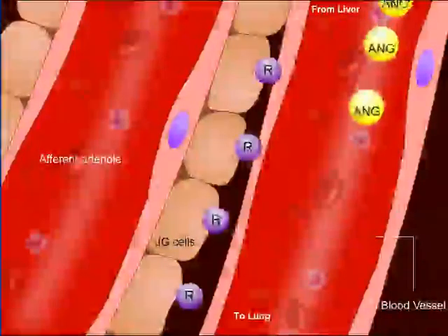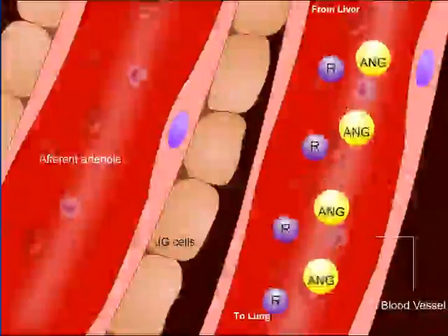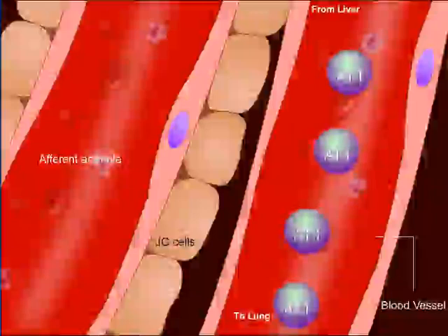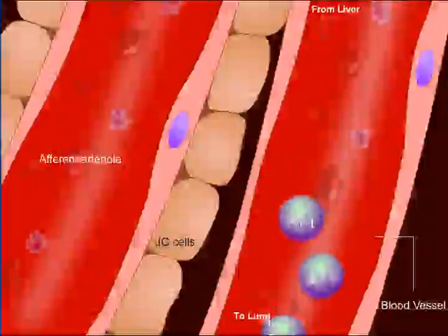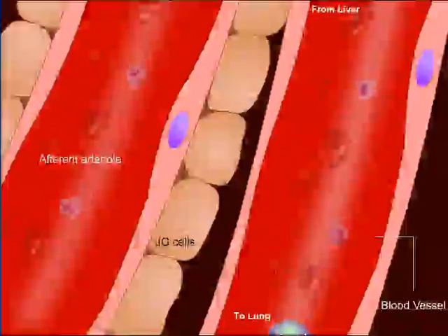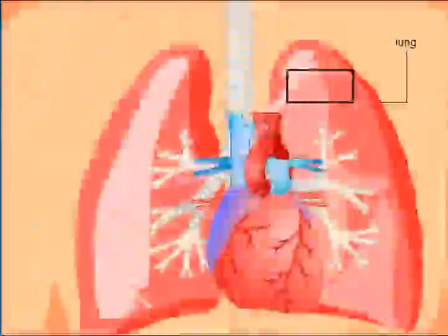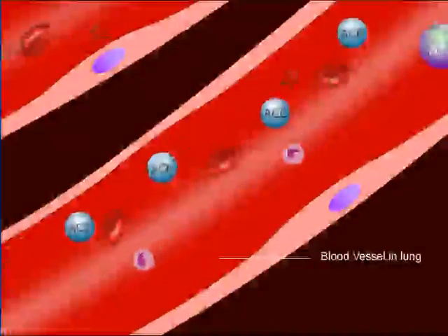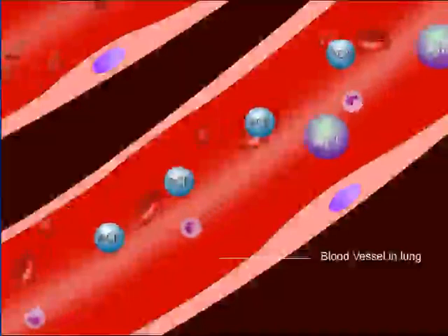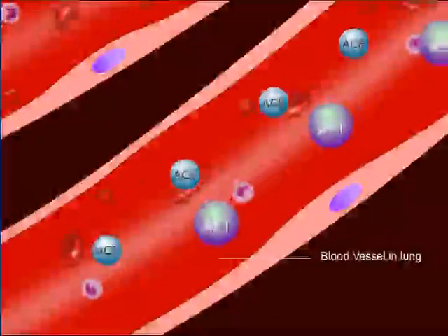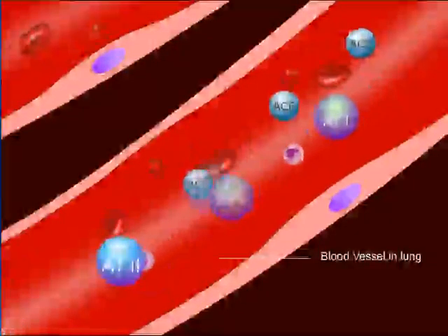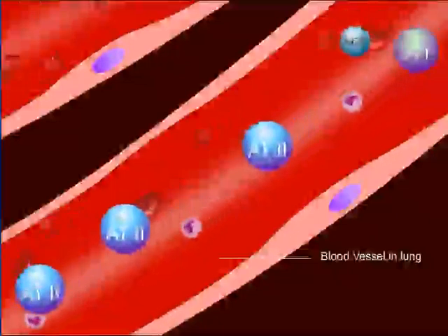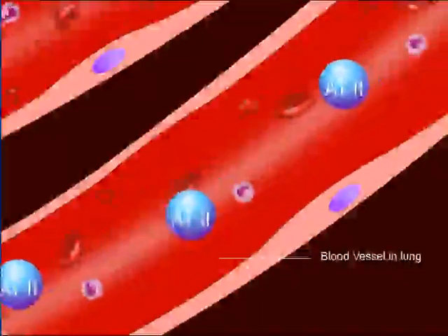Renin converts angiotensinogen, a protein produced in the liver, into angiotensin I. Angiotensin I then travels to the capillaries of the lungs, where it comes into contact with angiotensin-converting enzyme, or ACE. ACE converts angiotensin I into angiotensin II.